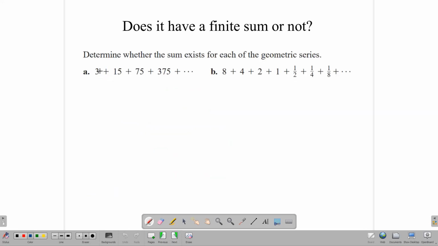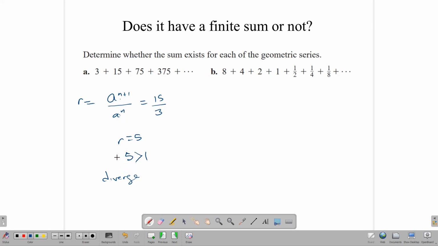So if this is a series 3, 15, 75 plus 375 going on like that, then we can find r by saying r is equal to a_(n+1) over a_n, by dividing two consecutive terms. Doing that, we divide 15 by 3, and we realize that r is equal to 5. Of course, 5 is greater than 1, and so this particular series will diverge. That is, it will not have a sum to infinity because r is greater than 1.